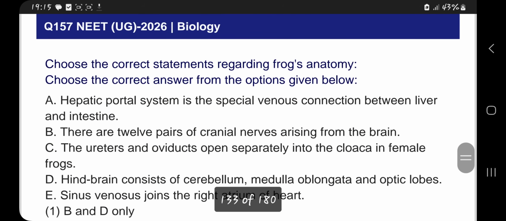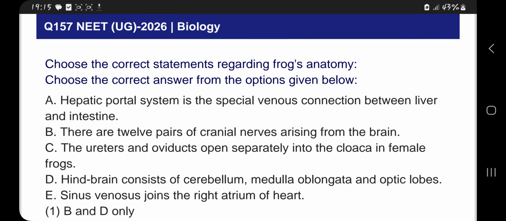Choose the correct statement regarding frog's anatomy. So we have to choose the correct answer from the options given below. Hepatic portal system is the special venous connection between liver and intestine. There are 12 pairs of cranial nerves arising from the brain. It is wrong. It has only 10 pairs. Ureter and oviducts open separately into the cloaca in female frogs. Yes, that is correct. Hindbrain consists of cerebellum, medulla oblongata, and optic lobes.